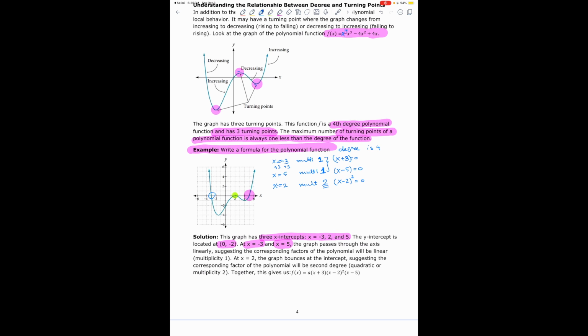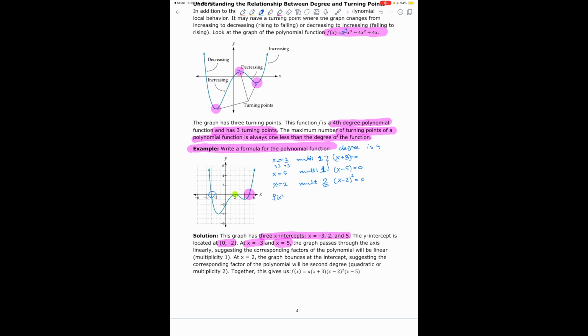So now I can rewrite the function f of x equals some leading coefficient a that I do not know, times the first factor, times the second factor, times the third factor. In order to find a, I'm going to utilize what I have. What I have here is the y-intercept. The y-intercept is (0, -2). So I'm going to plug that in here. I will use the point (0, -2) to find a. That means when x is 0, f of x will be -2.